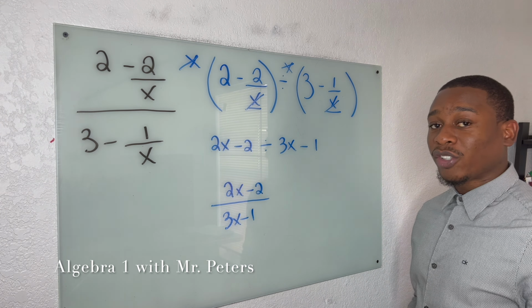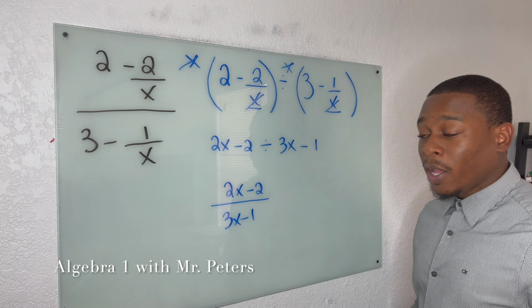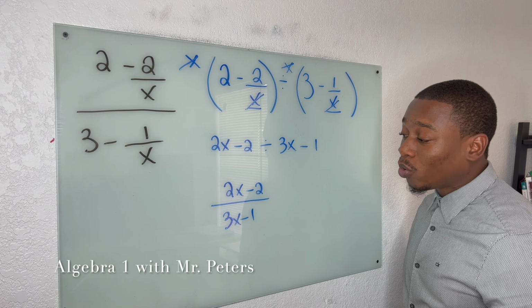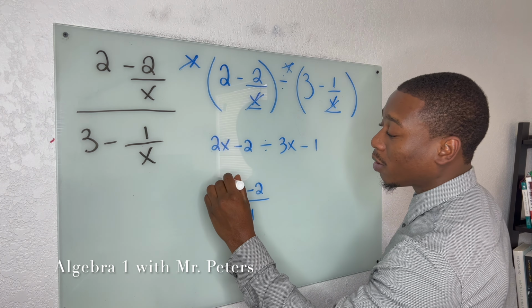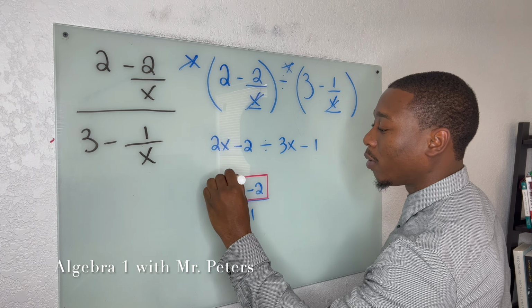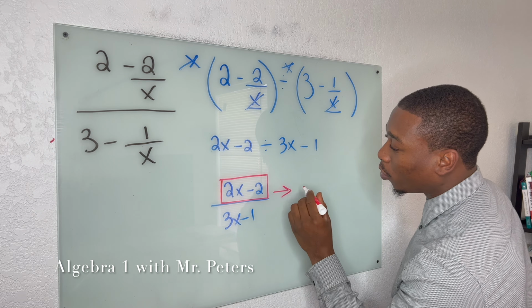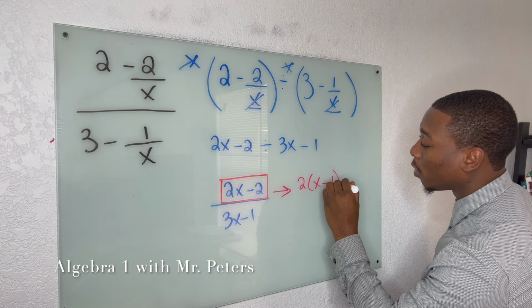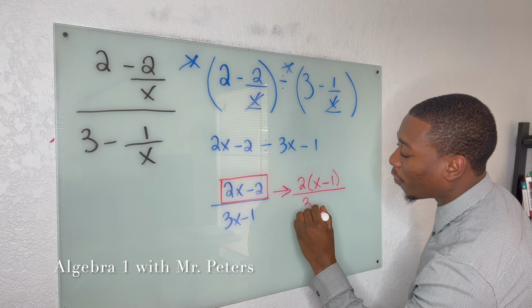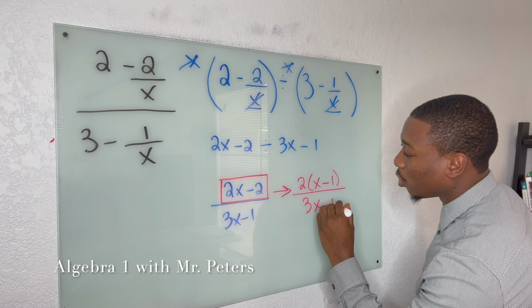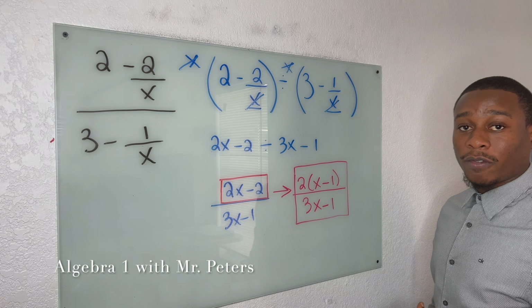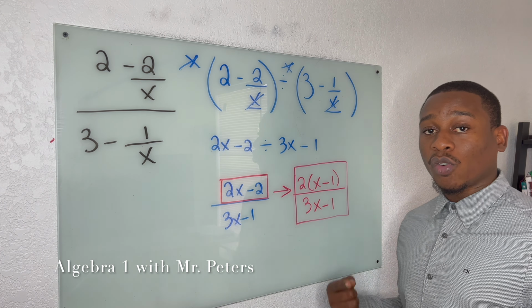Now, typically right here, students are going to think that they're done. And even though there's nothing for us to divide, we do need to see if we could simplify the top. And we can do so by pulling a greatest common factor of 2. So once we do, our final answer should be 2, and then in parentheses, x minus 1, divided by 3x minus 1.